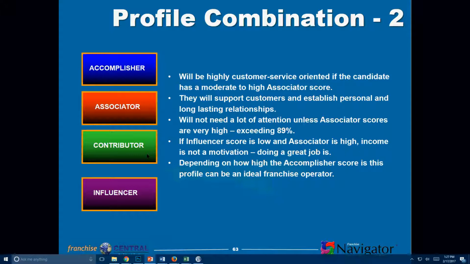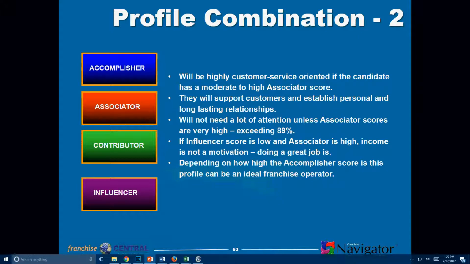If the influencer score is low and the associator is high, income's not a motivator. Doing a great job, accomplishment is. So, again, a lot of it's going to be based on the accomplisher. You can have these combinations, but with low scores, that drive's not going to be there. So those are things that, and the odds are they're not somebody ready to buy.